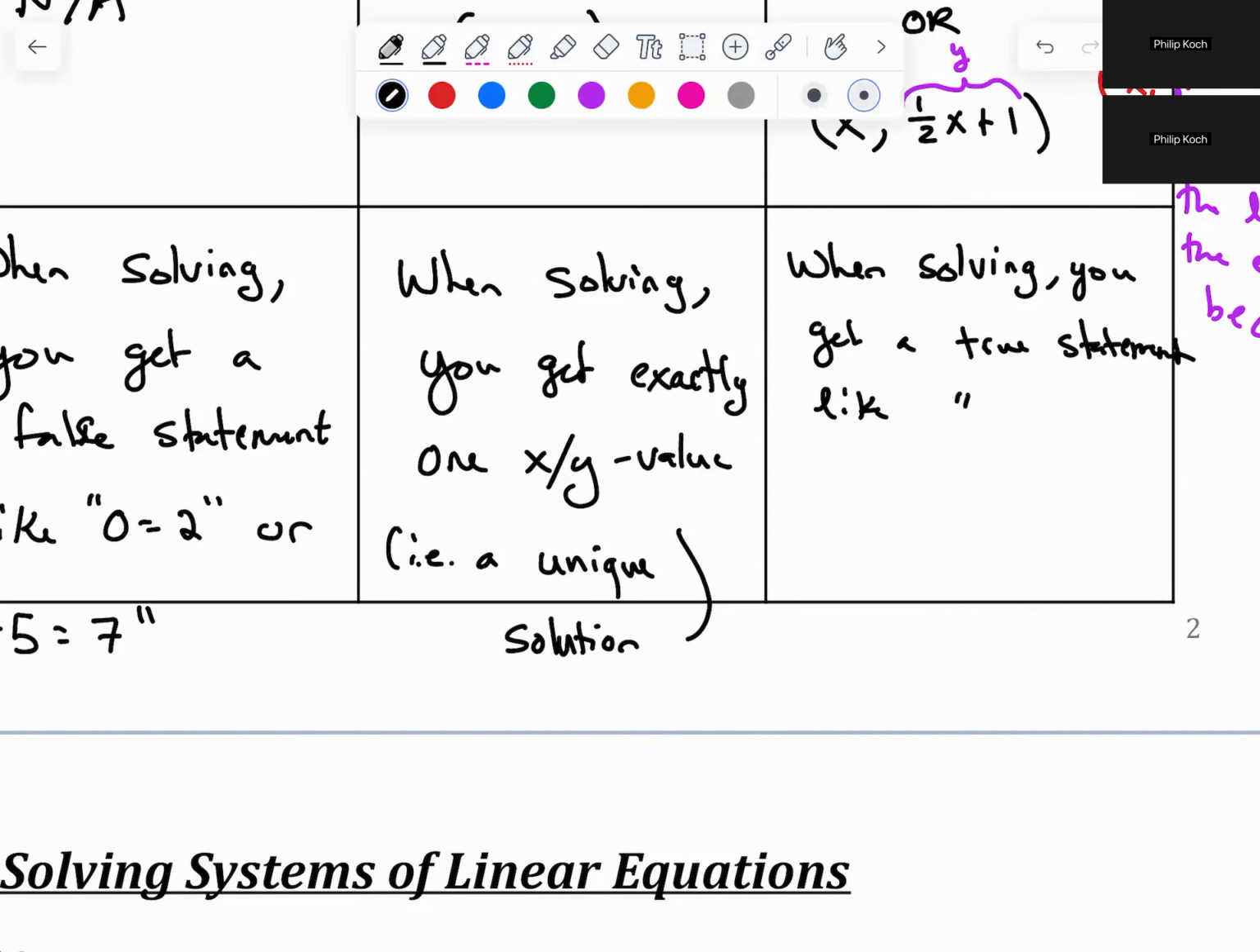Like 5 equals 5 or 0 equals 0, the most common one we'd see. If you get a true statement, then what that means is that through all the algebra that we did, all the legal algebra, adding and subtracting the same quantity from both sides, multiplying or dividing both sides of the equation by a non-zero number, all that stuff, you always come up with a true statement. That means it didn't matter what X and Y were, it was always going to be true. So it doesn't matter what X and Y are, you're always going to get a true answer. So that's why it's infinitely many, because everything will work.